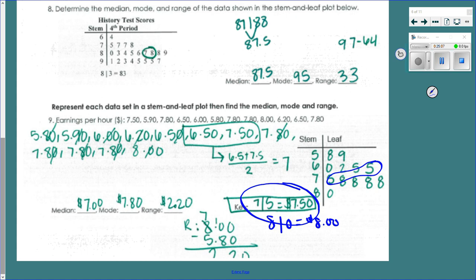Doing the median, it came out to the 65 and 75. So that was $7 for the median. Mode, 8 showed up 4 times under the 7, so $7.80. And my range, I take the 8.0 minus 5.80, gave me a range of $2.20. Again, for my key, 7|5 is $7.50. You should have had the dollar sign in your key. You should have had 2 decimal places in your key.